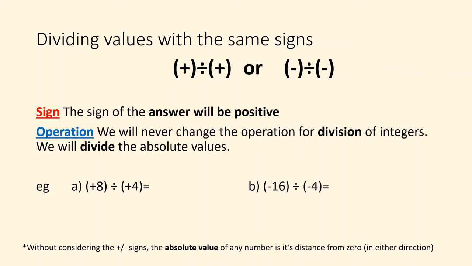So for example, positive 8 divided by positive 4, we'll simply know that our sign for our answer is going to be positive because both of these values have the same sign. And then I just do the absolute value. 8 divided by 4 is 2. So our answer is positive 2. Same thing with question B. I've got negative 16 divided by negative 4. The signs of both of those values are the same, so I know my answer will be positive. So ignore those signs, just focus on the absolute values. 16 divided by 4 is 4. So our answer is positive 4.